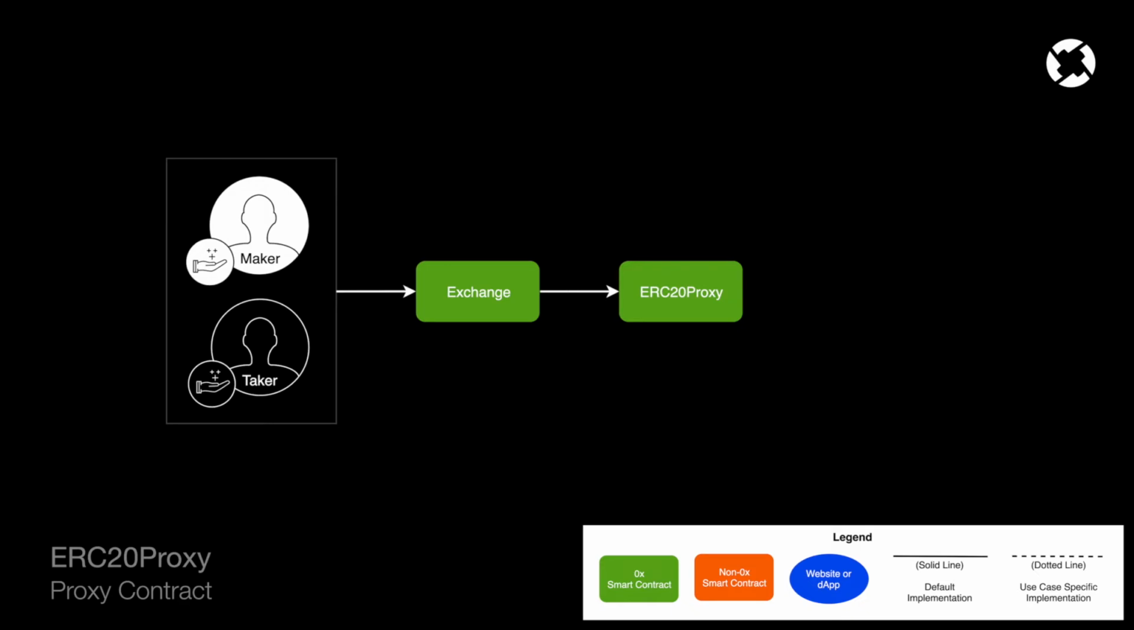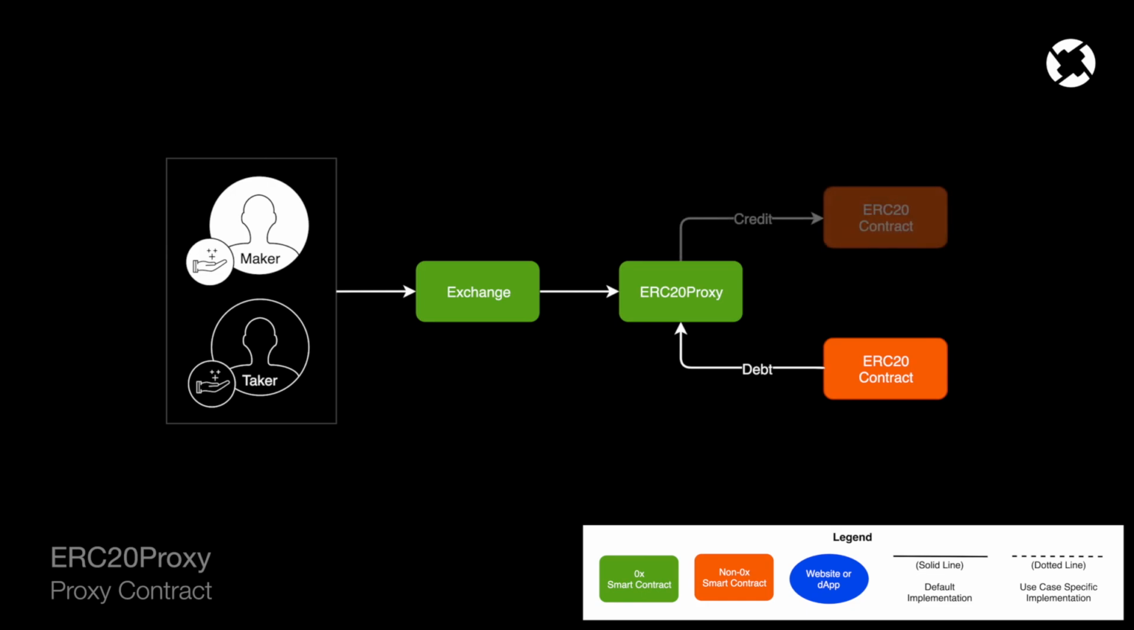So whenever a trade is initiated, that will typically start at the exchange contract, which will perform all the necessary calculations and then call into the ERC20Proxy. Then for each transfer, the ERC20Proxy will debit the maker's account and credit the taker's account, or vice versa, depending on which direction the transfer is going in.